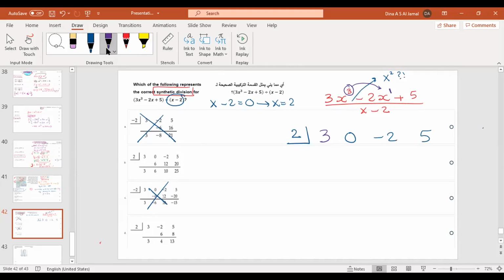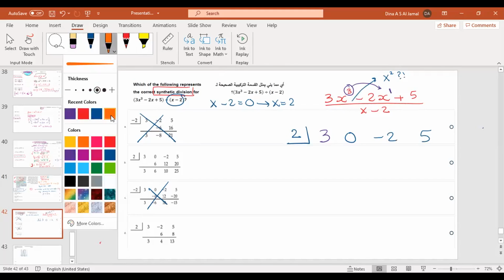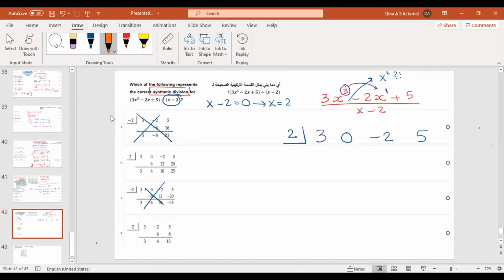So before even continuing solving this question, you can know that this is your answer. It's all about the trick of this divisor and the trick of the power and the degree of each part of the question. So pay attention. That's it.